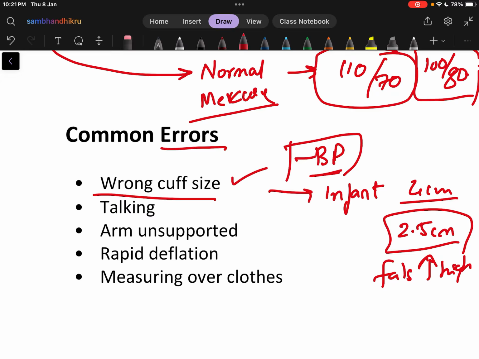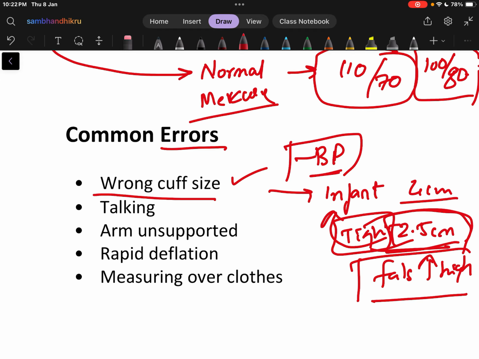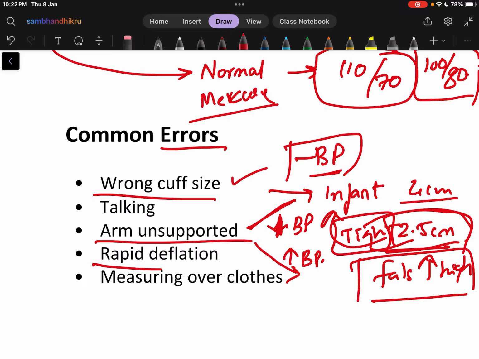Okay, falsely high BP will come because if you use this BP cuff on an infant, it will be tight. A tight BP cuff will give you a falsely high BP, right? Yes. If the arm is unsupported and it is higher, a falsely low BP will come. If you make it lower than the heart level, that time it will give you a falsely high BP. Rapid deflation, you can't get readings correctly, so these points you need to write.